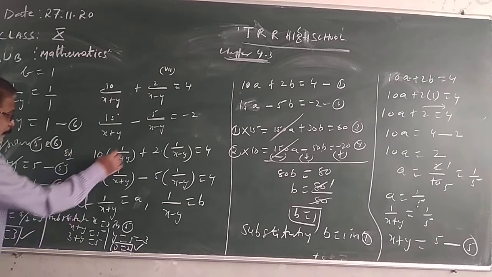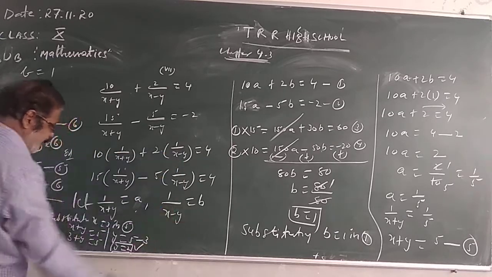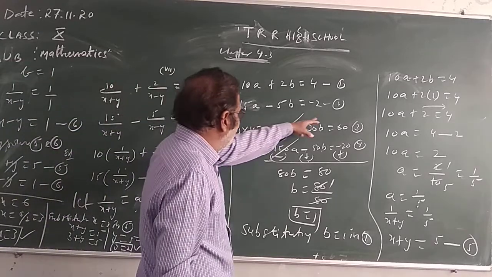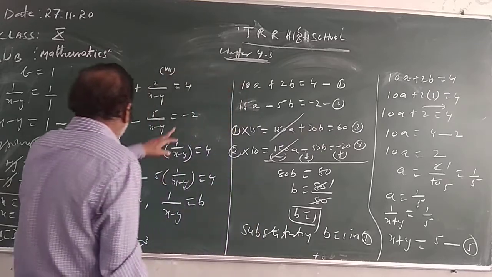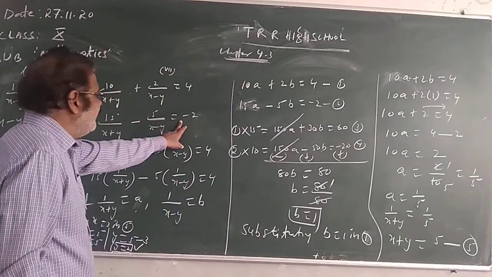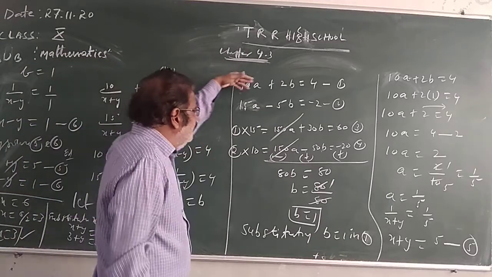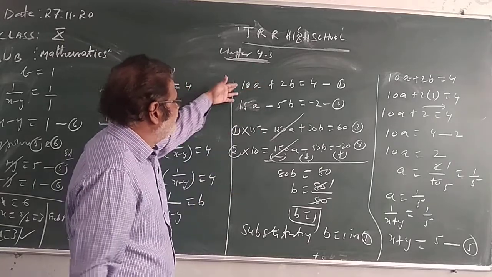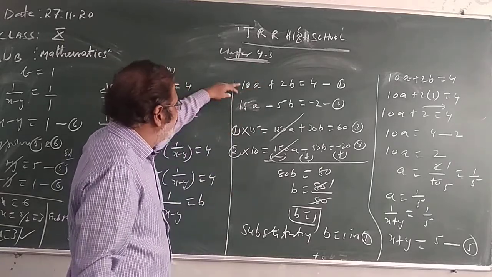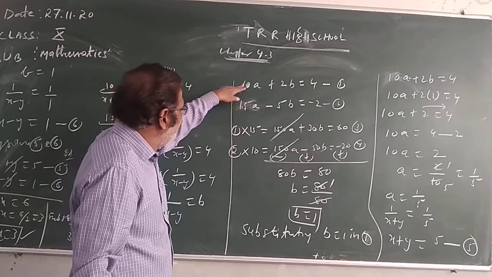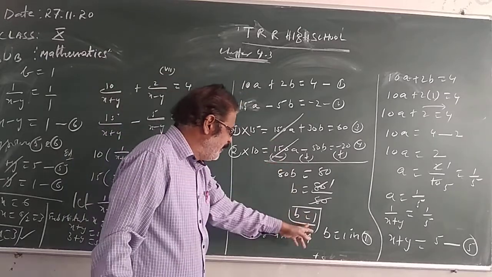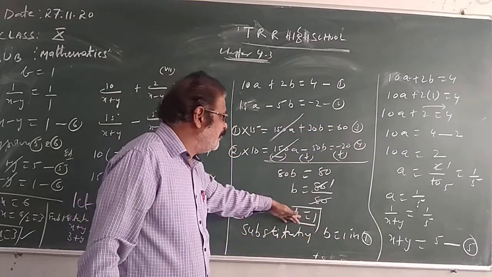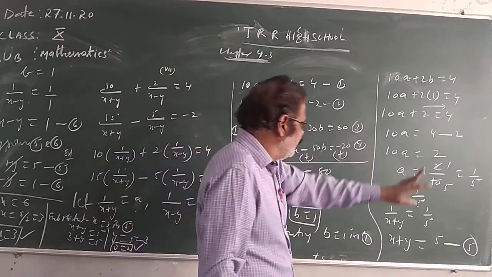Now, let 1 by x plus y be a, and 1 by x minus y be b. Substitute in that. So, 10a plus 2b equal to 4, 15a minus 5b equal to minus 2. Now, you should solve these equations 1 and 2. The coefficients are not the same, so you should make the coefficients equal. The first equation multiplied by 15 and the second equation multiplied by 10, like that. Now the b value is got here. This b value, substitute in either 3 or 4, you will get the a value. So a equal to 1 by 5.